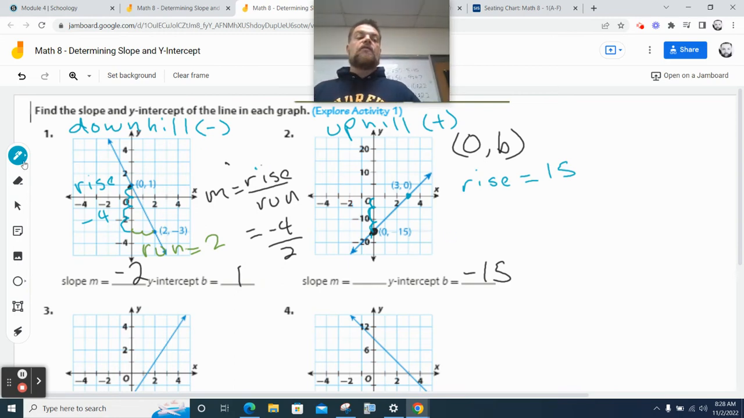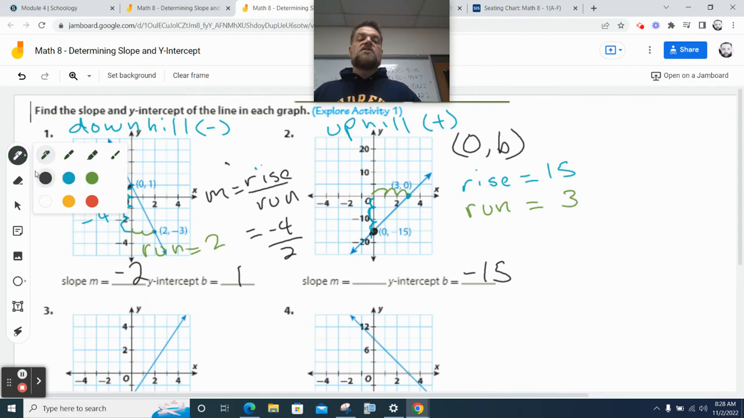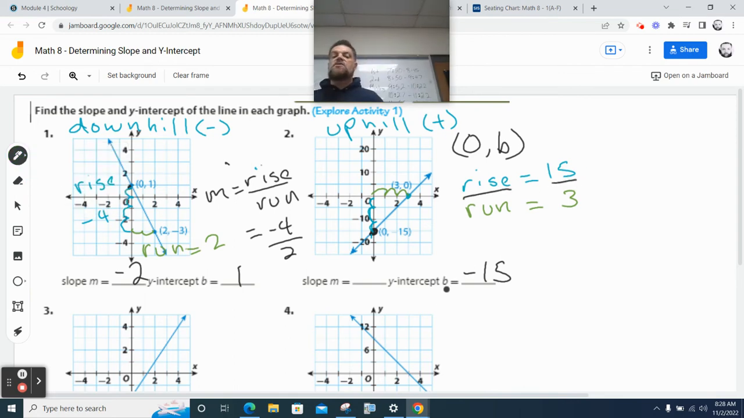Now for my run, I'm going to go 1, 2, 3. So my run is equal to 3. Remember that my slope is my rise over run. So I've got 15 over 3, which reduces down to 5. See how that works?